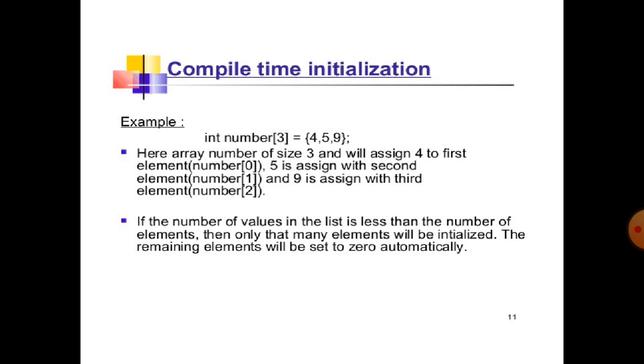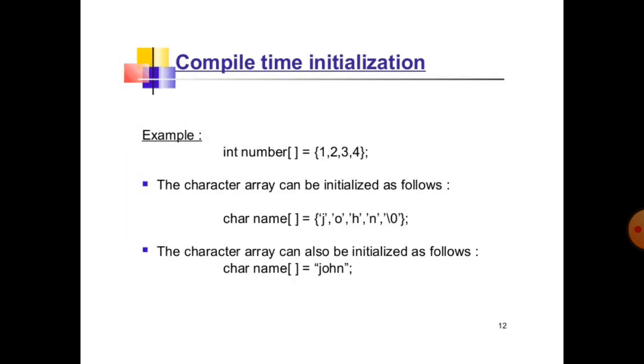If the number of values in the list is less than the number of elements, then only that many elements will be initialized. The remaining elements will be set to 0 automatically. Next is the compile time initialization: int array[] = {1, 2, 3, 4}. The character array can be initialized as follows: char name[] with single characters in curly braces. The character array can also be initialized as follows: char name[] is equal to the string "Johan".